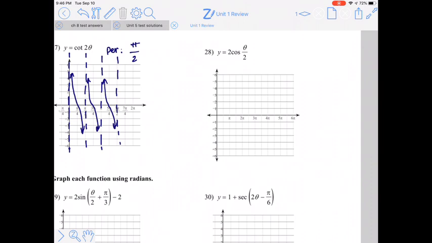For 28, 2 cosine of x over 2, the period is 2 pi divided by b, which is 1/2, so 4 pi. Amplitude would be 2, so one cycle there is going to end at 4 pi and go up to 2 and down to -2. Now the cosine, remember, starts at the top of its amplitude, and since it ends here at 4 pi, it's going to come back up to the top of its amplitude.